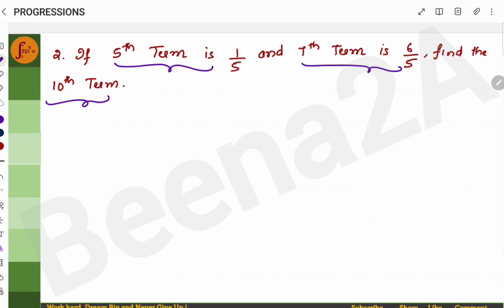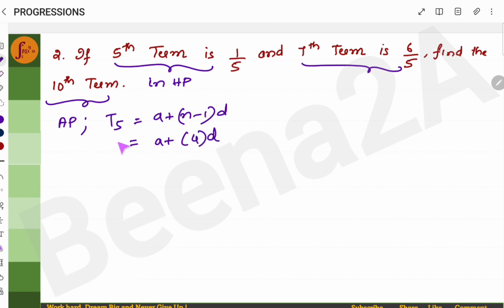So let's take the second problem. If the fifth term is 1 by 5 and the seventh term is 6 by 5, find the 10th term. So again, all these are in HP. We will convert this into AP. So in AP, the fifth term would be a plus n minus 1 into d, which is a plus 5 minus 1, which is 4 into d.